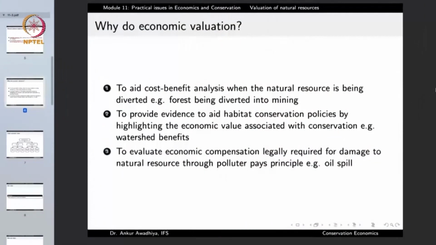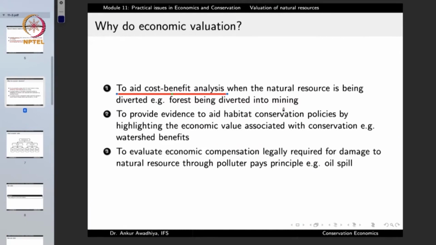Now, when you do such a valuation, it is known as an economic valuation. You are putting a value to the forest, and this is not a religious value or a social value, but you are putting a rupee value or a dollar value to the resource. So that is an economic valuation of resources. And we do economic valuation of resources primarily for three functions. One is to aid the cost benefit analysis when the natural resource is being diverted.